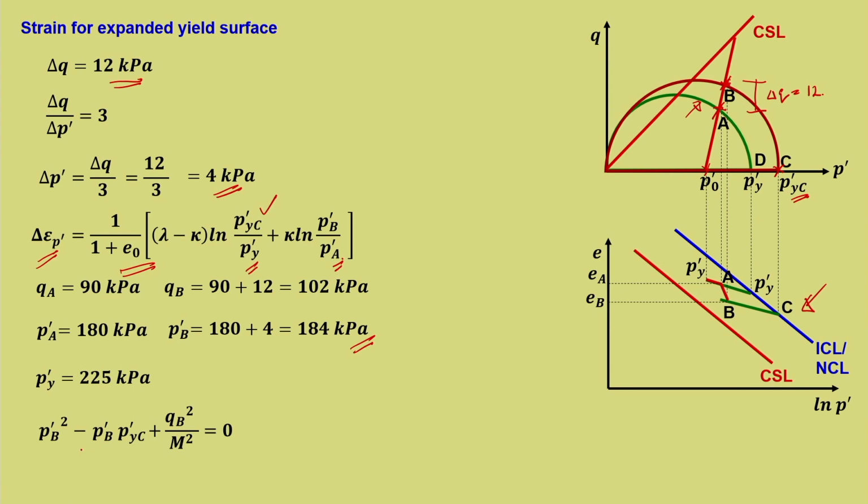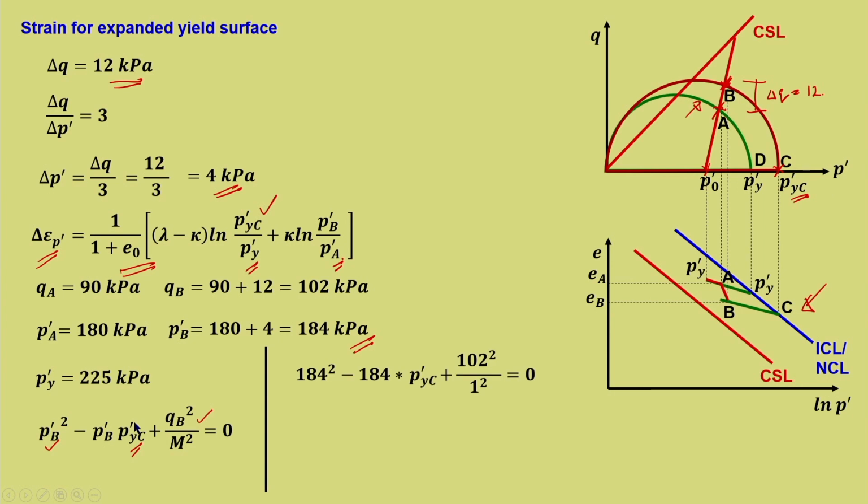Now, if we substitute for the bigger yield curve, what we can write is p dash B square. So, this is any point within the yield. So, that is p dash B square minus p dash B. Why is it valid? Because the effective stress path is meeting at the point B. So, p dash B square minus p dash B into p dash yc, because of the extreme yield point, equals qB square upon M square. So, qB is known, p dash B is known, the only unknown is p dash yc.